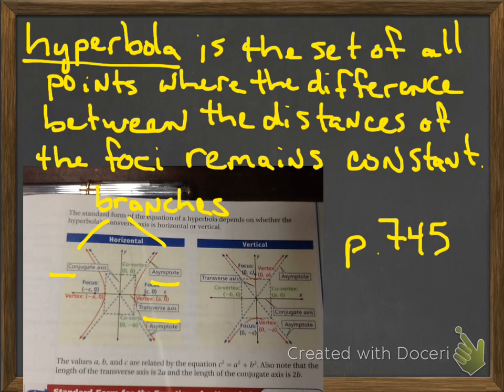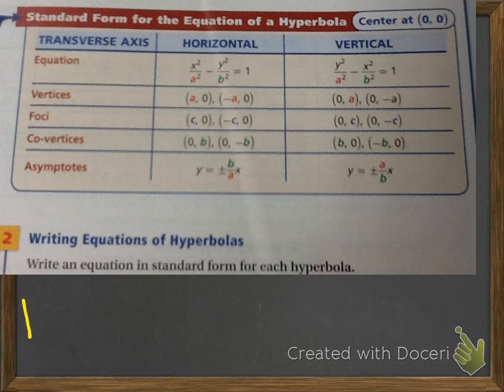Instead of saying a major and minor axis, we have what is called a transverse axis. Your vertices are on the transverse axis, the major one, and your co-vertices are on the conjugate axis, or what would be, I guess you could say, the minor one, in reference to the ellipse. This is all found on page 745, so there you go.